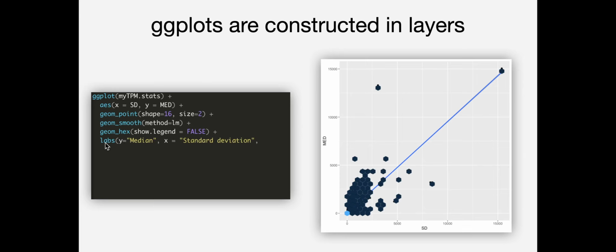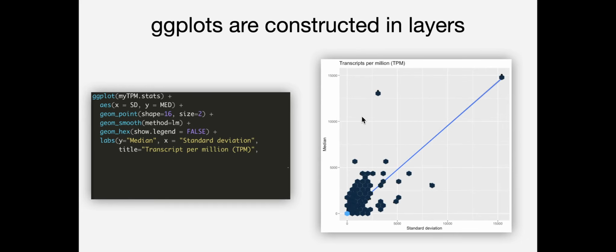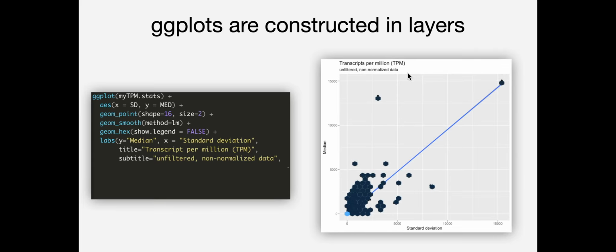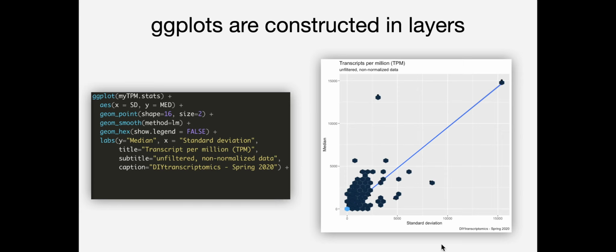Moving on, now I've applied labels to the y and x axis, median and standard deviation. So we're going to see the med and SD be replaced by those labels now. I continue in my labels function here to add a title, transcripts per million, there. And I continue to add a subtitle, which will appear under transcripts per million, unfiltered, non-normalized data. I can even add captions, which can describe some additional information about the plot, and we'll use these for all of our plots moving forward in different ways. In this case, just saying the name of the course in spring 2020.